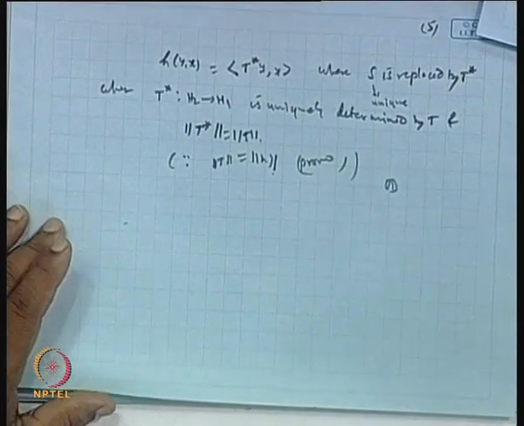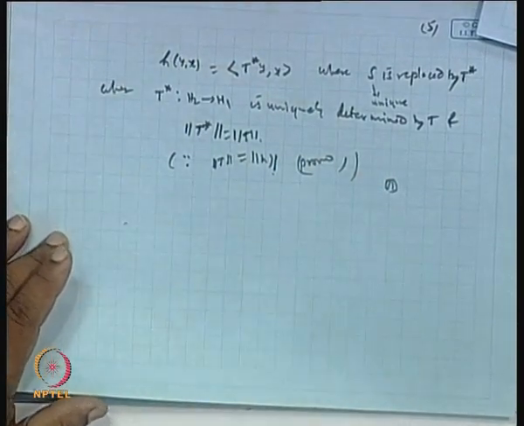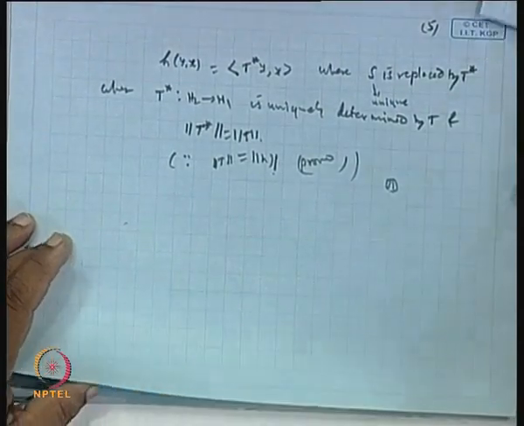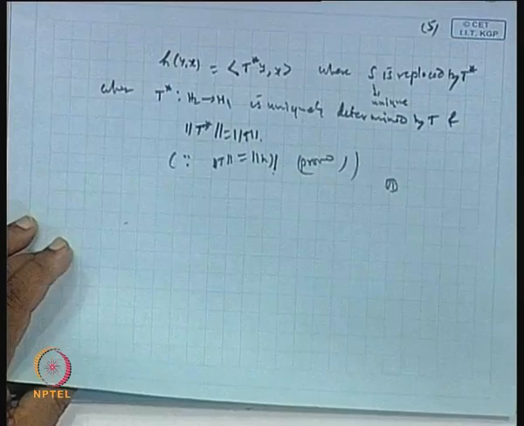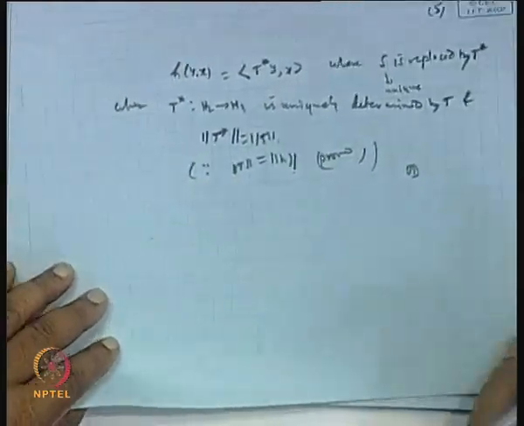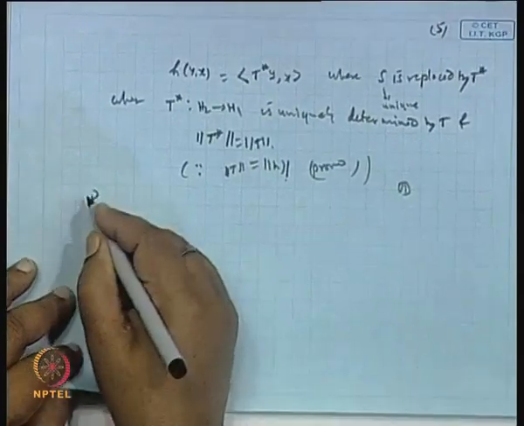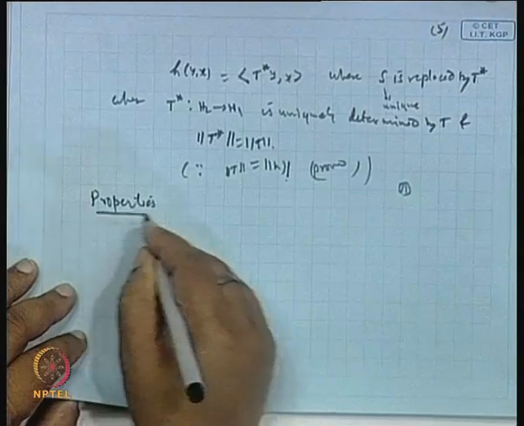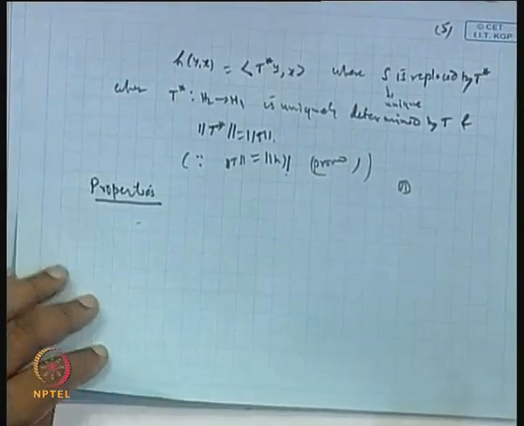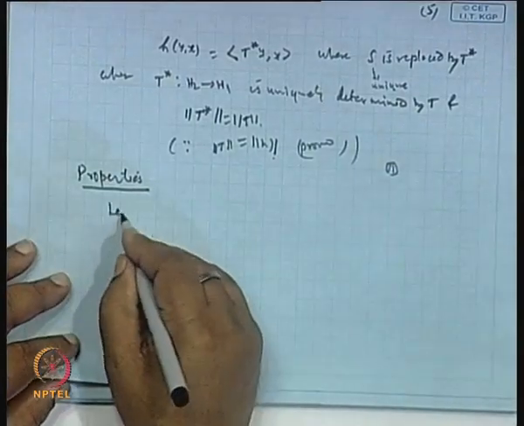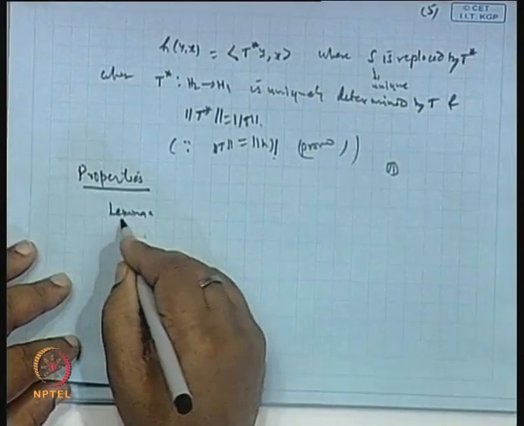Okay, is it clear? So we are using the Riesz representation theorem for the linear form here to identify it. Clear? Now there are certain properties of this adjoint operator, the Hilbert adjoint operator. In order to prove them, we will first prove a lemma, and then go for the properties.